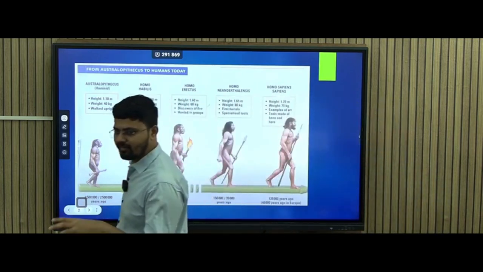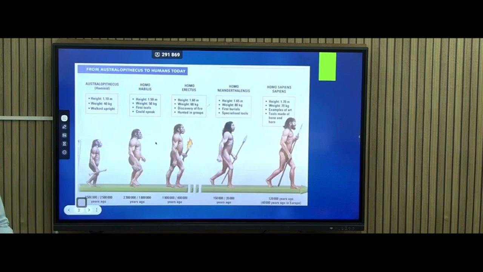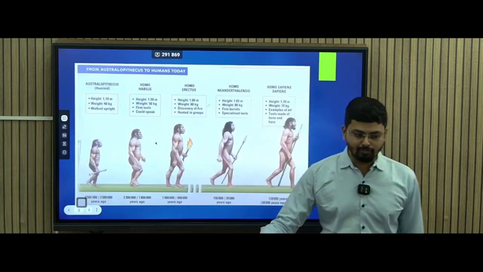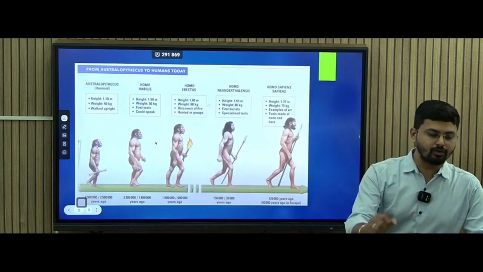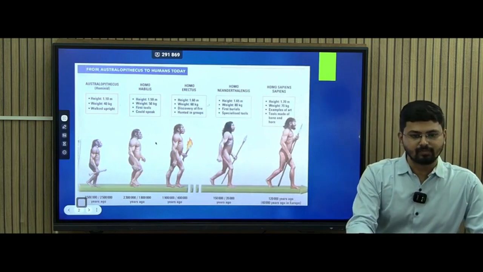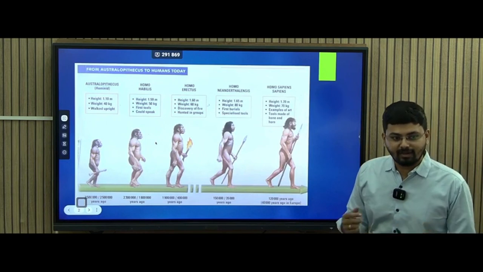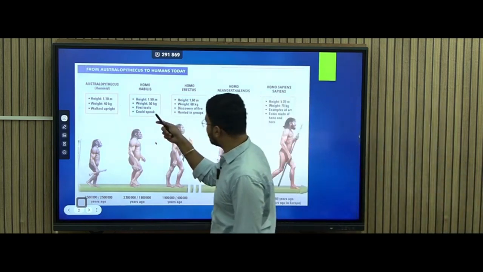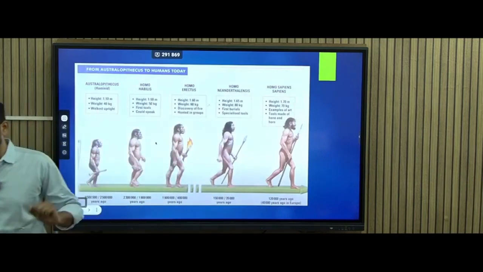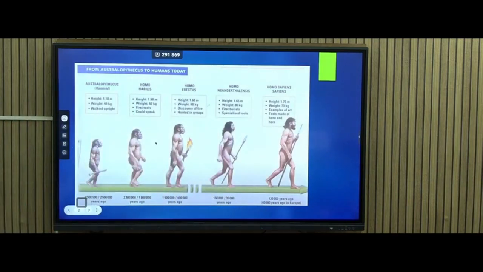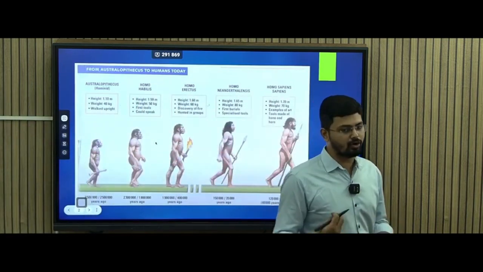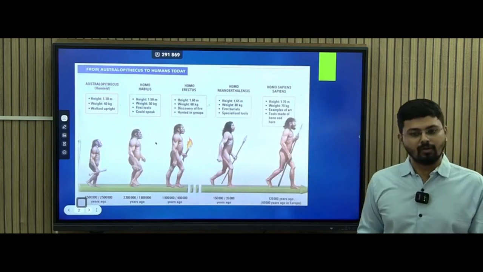It does not mean that they were not using tools. They were using randomly any dead bone that was found. So any animal is dead, and you have bones. So you are taking those bones and using them as a tool rather than making anything. Now, for the first time, they have started making tools during Homo habilis. We'll be studying about tools in archaeology, so need not worry about tools. That answer you will be writing automatically, which type of tools are found with whom.